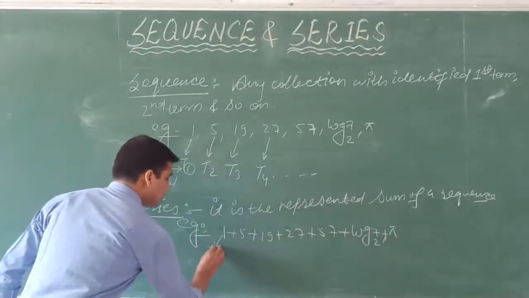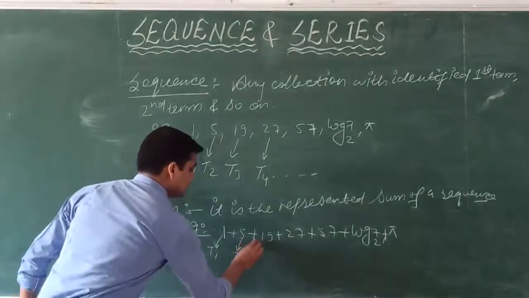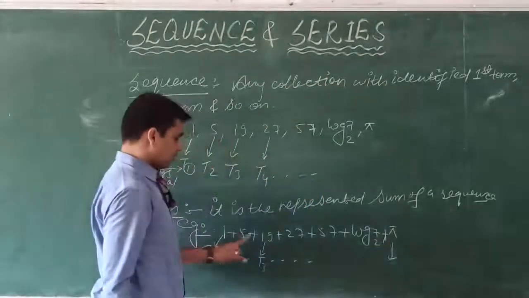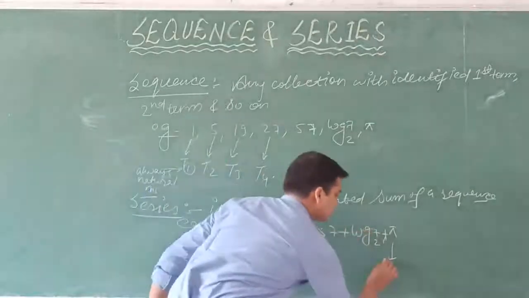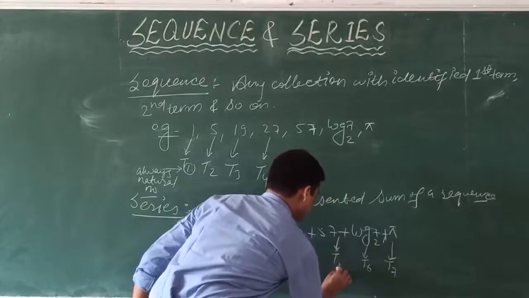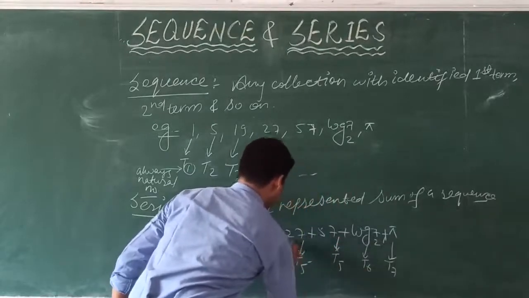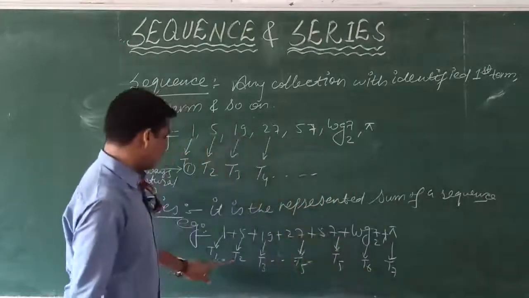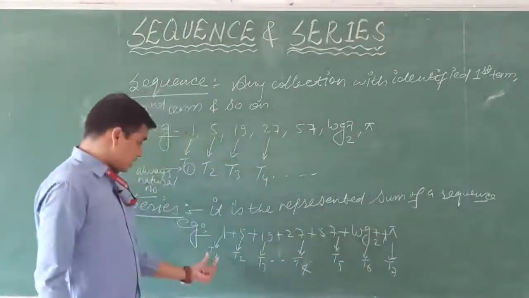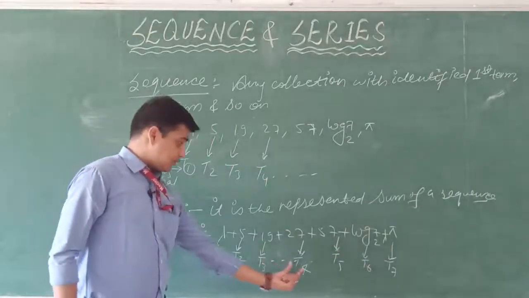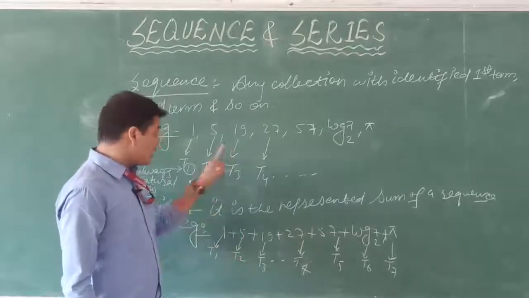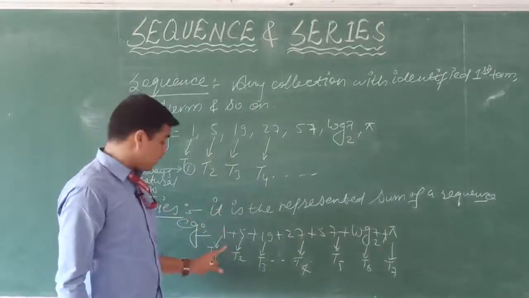This is our first term, this is our second term, this is our third term. In this way, first, second, third, fourth, fifth, sixth, seventh. So this is our seventh term, this is our sixth term, this is our fifth term, T5. So T1, T2, T3, T4, T5, T6, T7. So this one is T1 plus T2 plus T3 plus T4 plus T5 plus T6 plus T7. This is a series. Instead of commas, when we use a plus sign, it becomes a series.